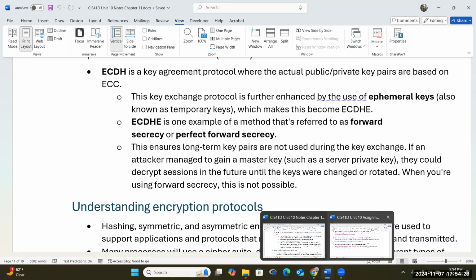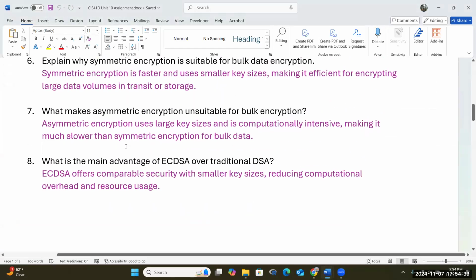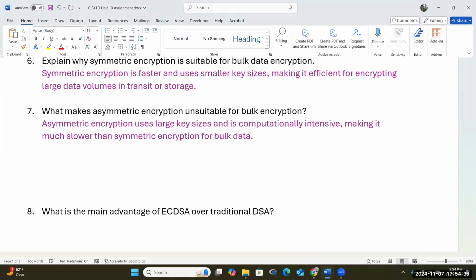All right. So we learned about that. Let me go down, move 8 down so we can see 9.